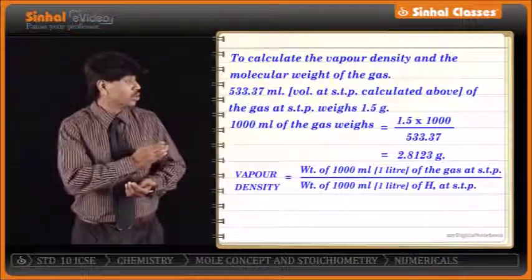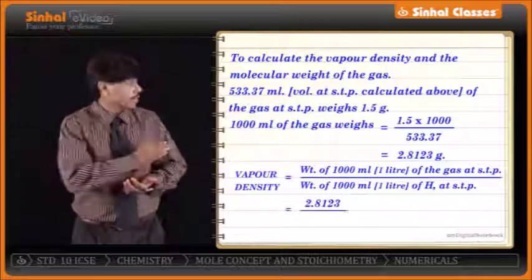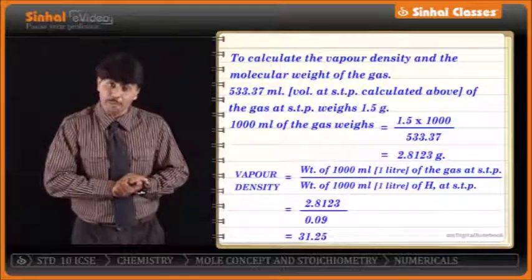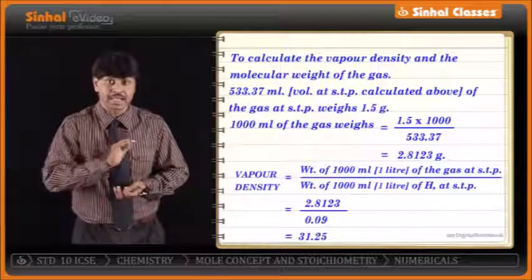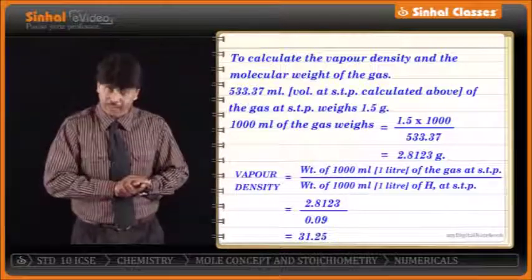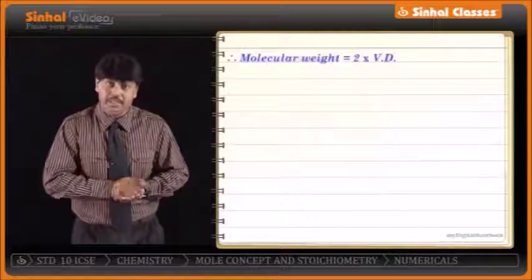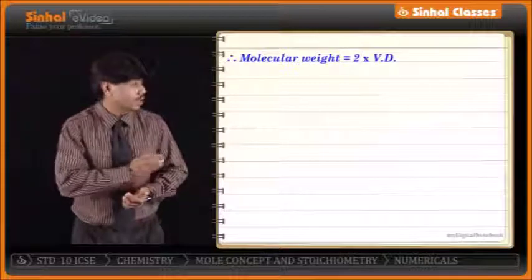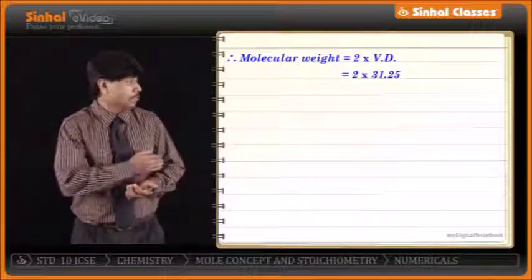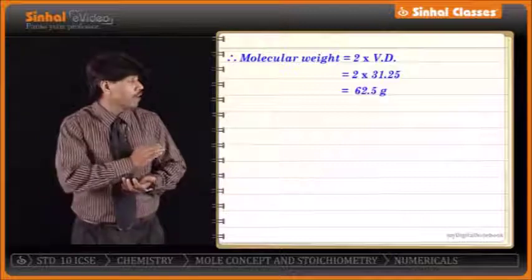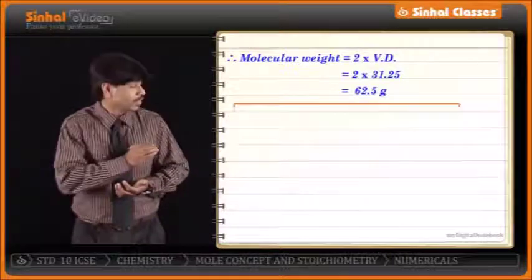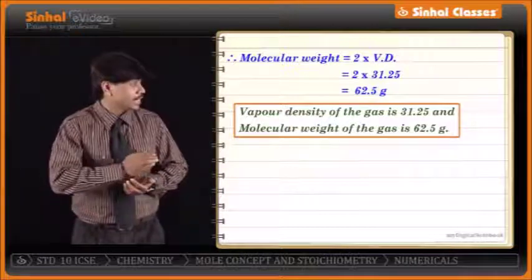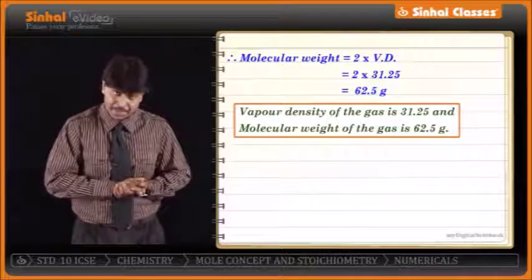That is 2.8123. Now 2.8123 divided by 0.09, the answer comes out to be 31.25. So the vapor density is 31.25. Now we wanted the molecular weight. Molecular weight is twice the vapor density. So 2 into 31.25, the answer comes out to be 62.5 grams. Therefore, the vapor density is 31.25 and the molecular weight is 62.5 grams.